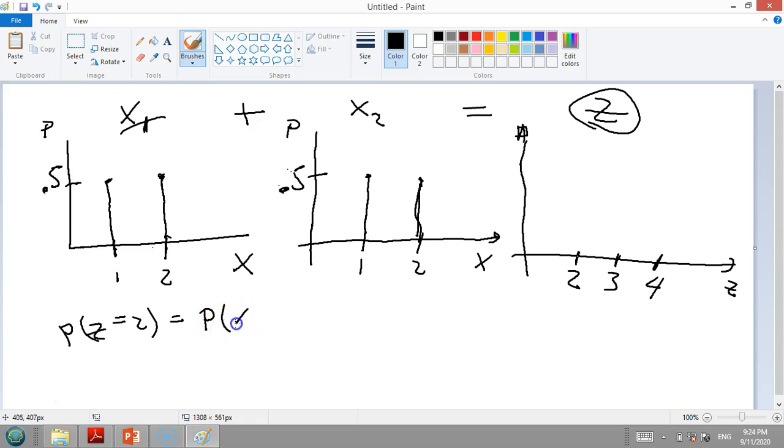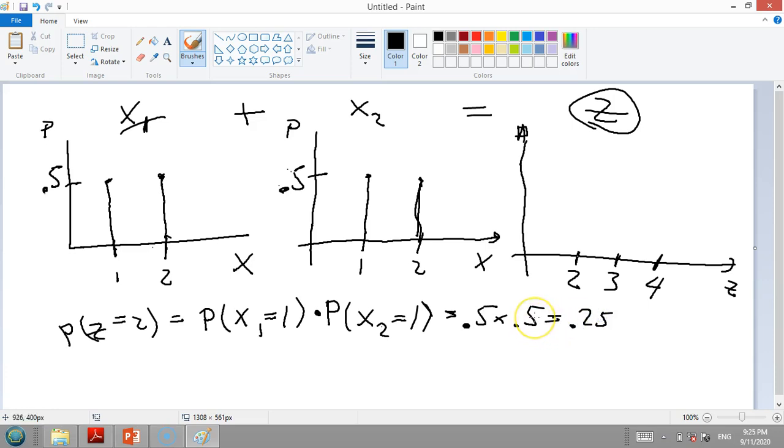Okay, so z, probability that z equals 2, this is how you write it, is probability that x1 is 1, okay, times, and I need to multiply, obviously, because I have a 50% chance I get a 1 on the first one, times a 50% chance I get a 1 on the second one, okay? Like this, and that's 0.5 times 0.5.